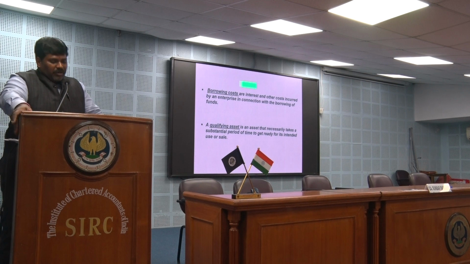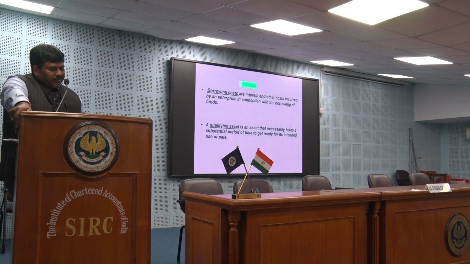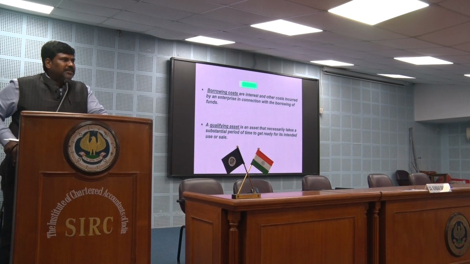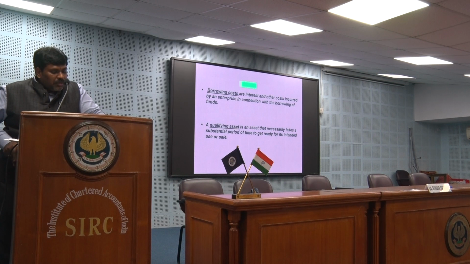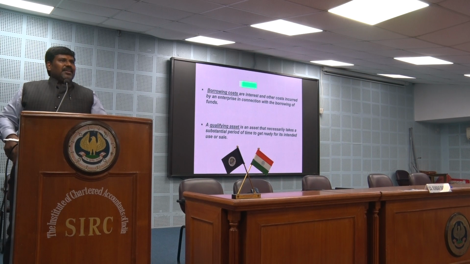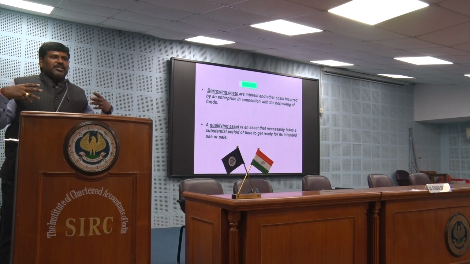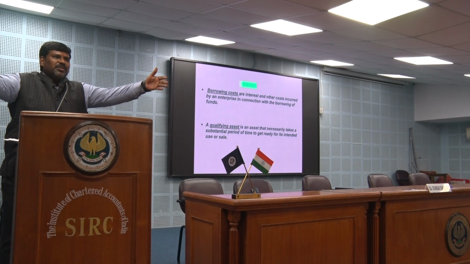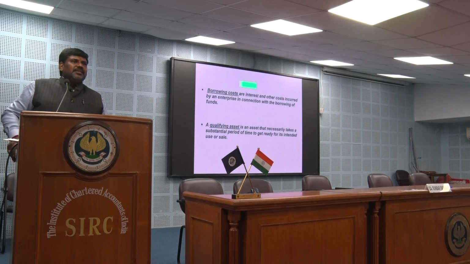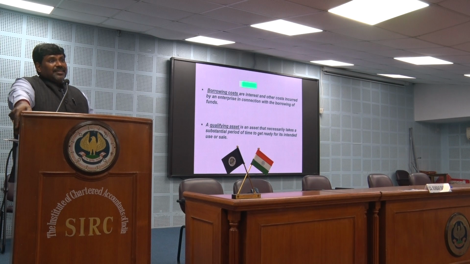Borrowing cost is interest and other cost incurred by an enterprise in connection with the borrowing of funds. And when can you capitalize these interest costs to the particular asset? An asset must be a qualifying asset. What is a qualifying asset? A qualifying asset is an asset that necessarily takes a substantial period of time to get ready for its intended use or sale. So normally we think that capitalization of this interest would only go towards your fixed assets or property, plant or equipment, which is the asset held for use. But it takes into account by saying asset held for use or sale.